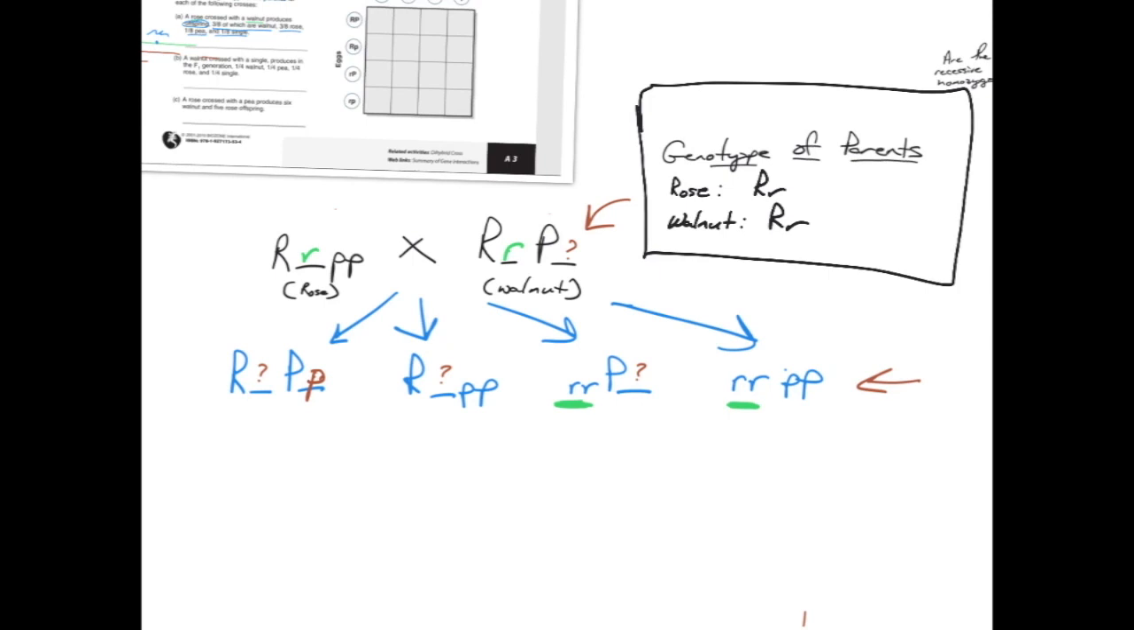Well, rose we know has two little p's, right? And the last one has two. Good. So this has two little p's, and this has two little p's. So walnut has to have a little p.